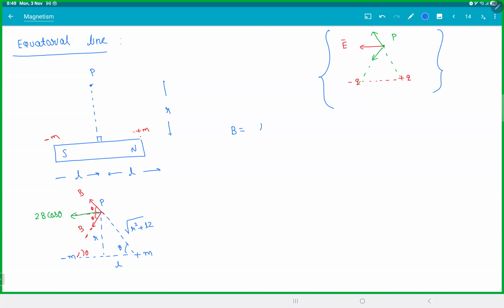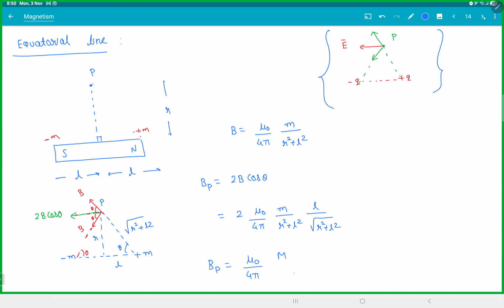So the value of B will be mu naught by 4 pi, that is your K Q by r square, which is r square plus L square. So the magnetic field at point P will be 2B cos theta, 2 mu naught by 4 pi, m by r square plus L square. Cos theta is L by root over r square plus L square. 2mL will become capital M. Mu naught by 4 pi, capital M.